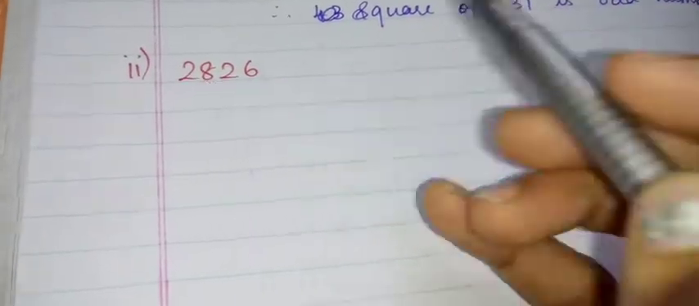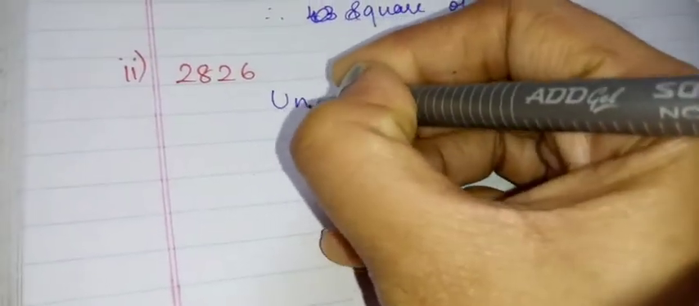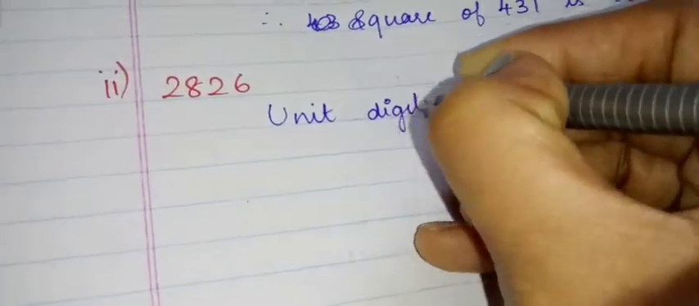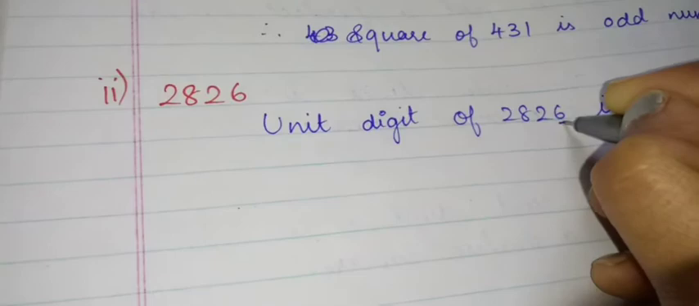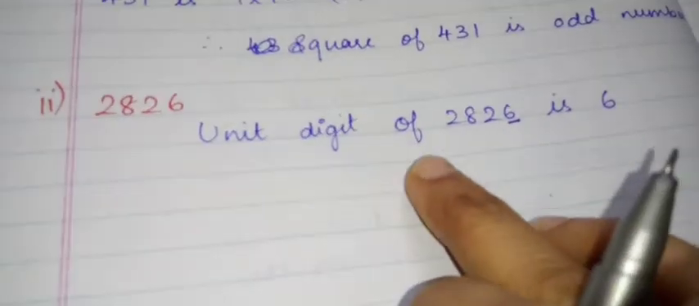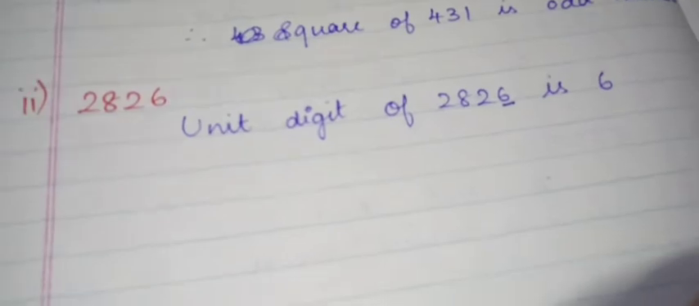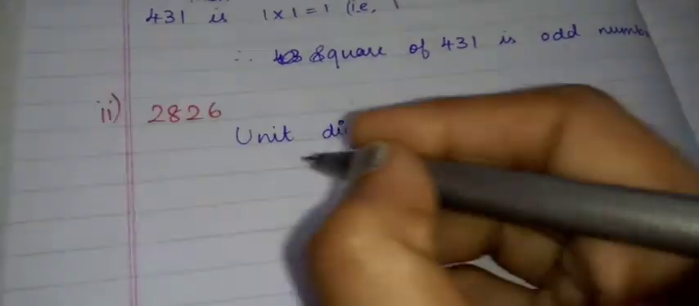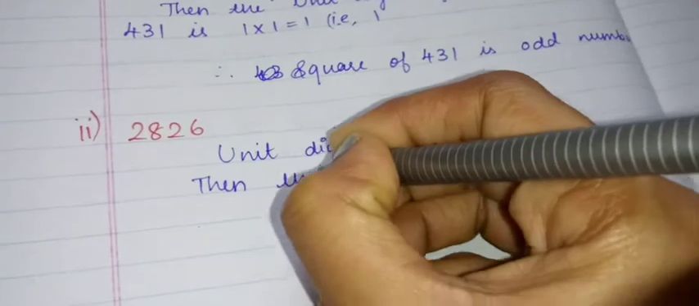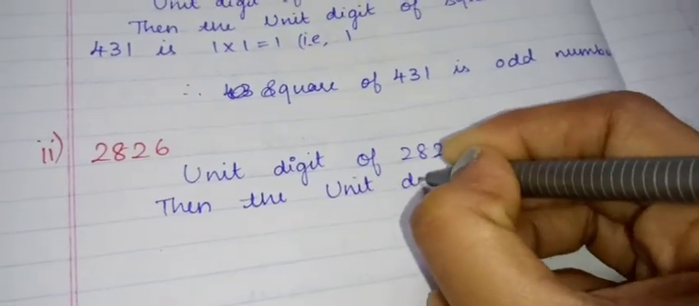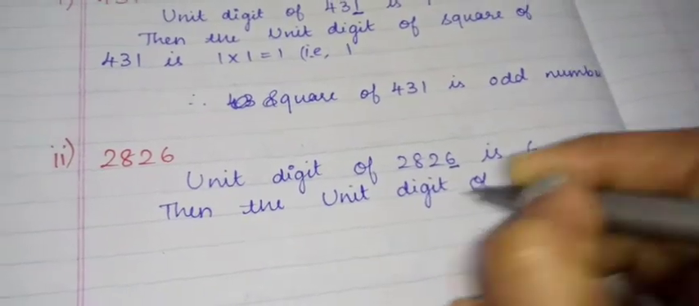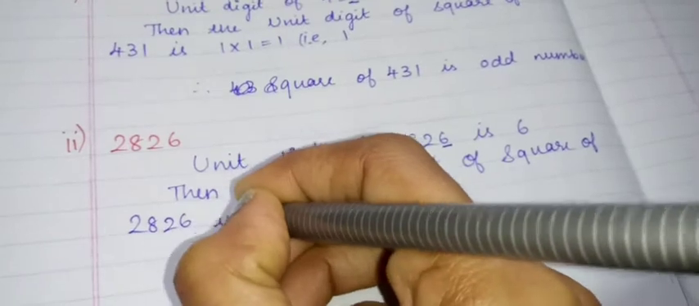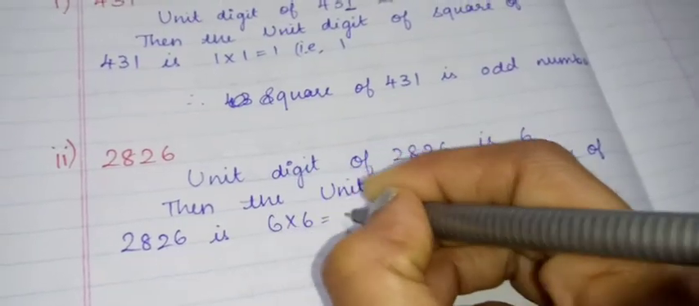Okay. The second number, 2826. What is the unit digit of this number? The unit digit of 2826 is 6. Correct? Unit digit means the ones place digit. So what we have to find is the unit digit of the square of the given number. Then the unit digit of the square of 2826 is 6 into 6, 36.